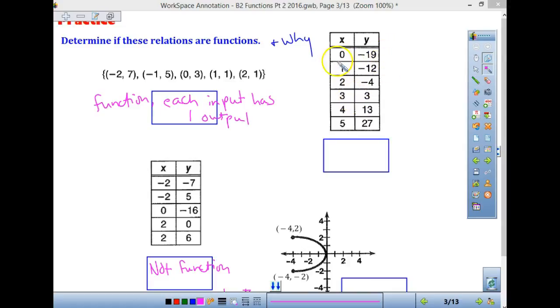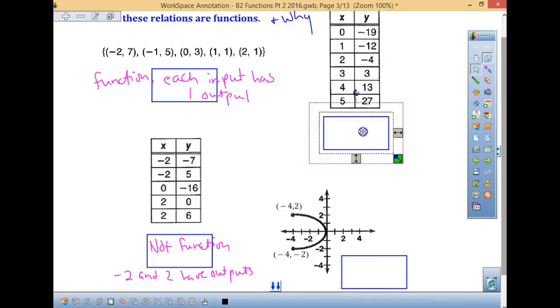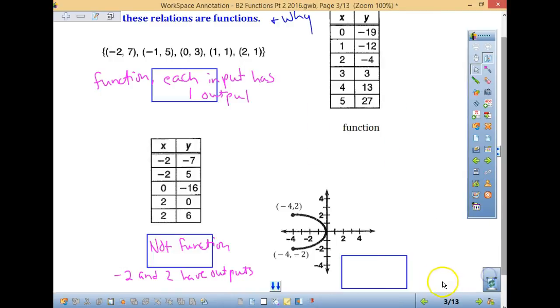So if we're looking at this one, does each input have one output? Please check with your shoulder partner for this one and the one below. You're going to see I'm going to put the answers up in just a minute. So please check with them. If you want to pause the video and talk about it, you can do so. And we should be looking at the first one is a function, the second one, not a function.